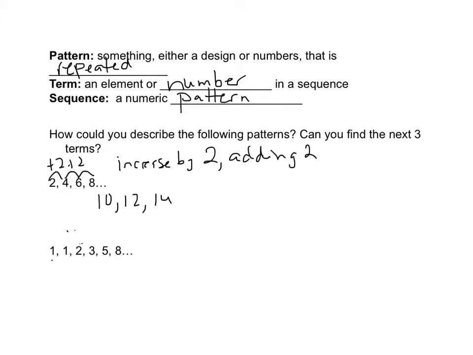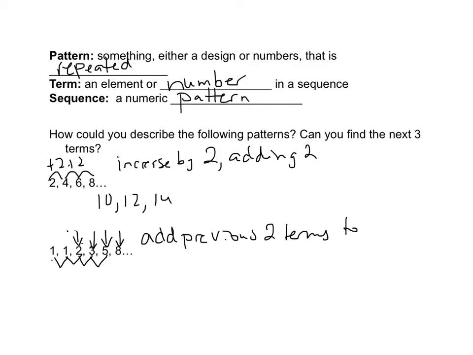you might notice that if we get 1 plus 1, we arrive at 2. 1 plus 2, we get 3. 2 plus 3, we get 5. 3 plus 5, we get 8. So we could say that you add the previous two terms to get the next term. And this is something called the Fibonacci sequence. It's actually a really common sequence in math.